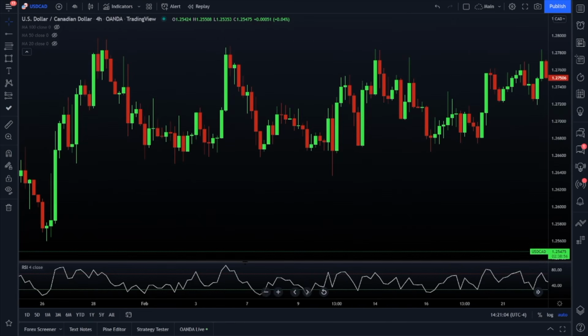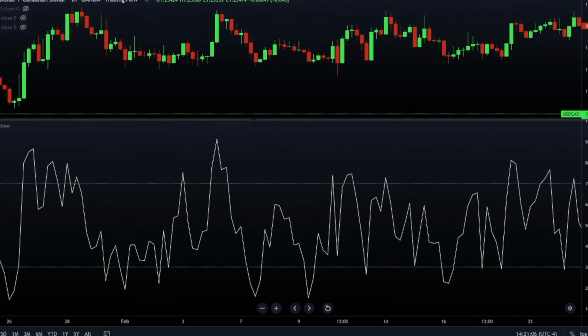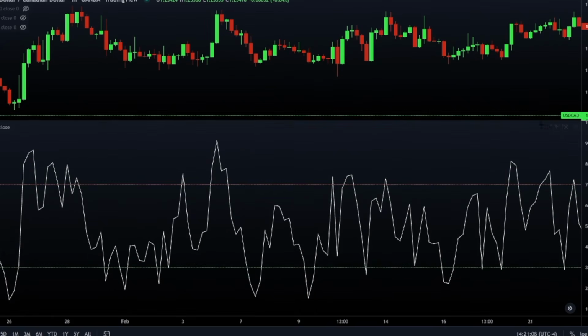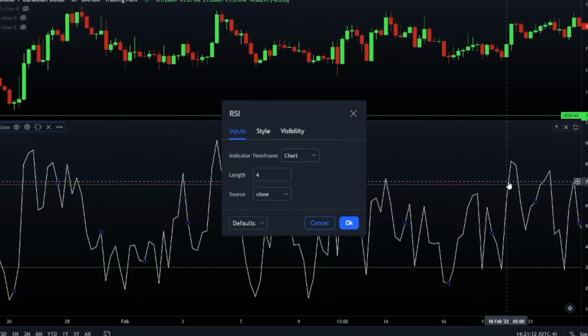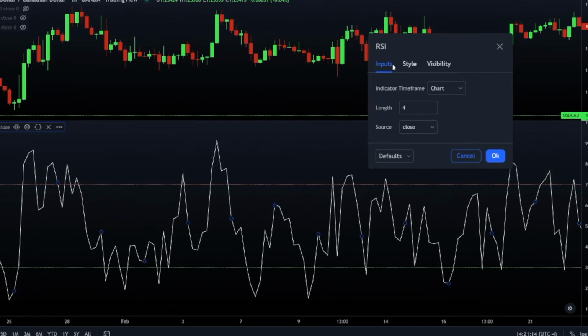So the RSI, if we zoom in just a little bit here, is kind of an interesting tool. If we double click on the screen here for a second, you can actually see that the RSI has some inputs. Now, what you should know about the RSI is it stands for the relative strength index. And it's going to give us a reading from 100 to 0 as to how strong or overbought or oversold a particular market is.